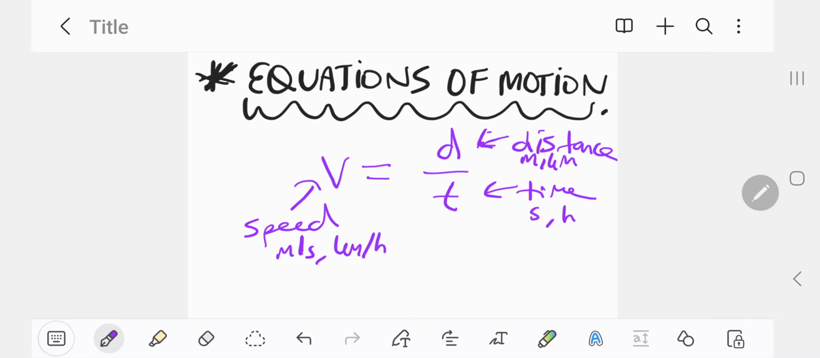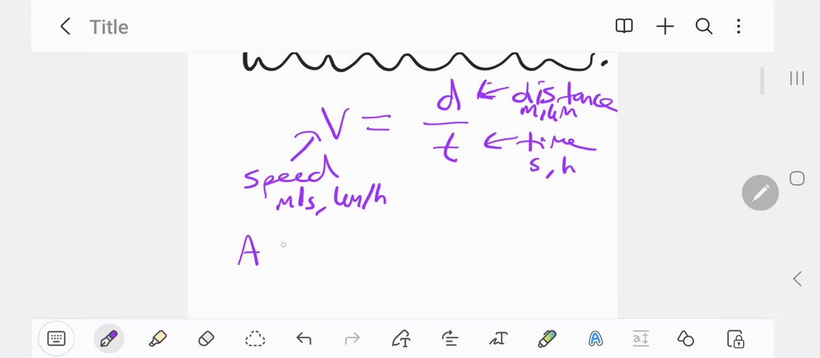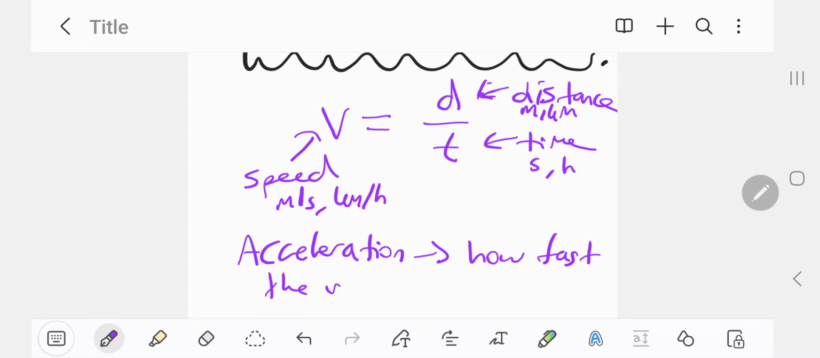I want to introduce a new concept now called acceleration. We've all heard the phrase, look at that car, it's accelerating or it's decelerating. Acceleration is basically a measure of how fast the velocity changes.